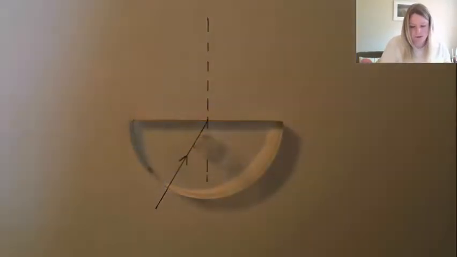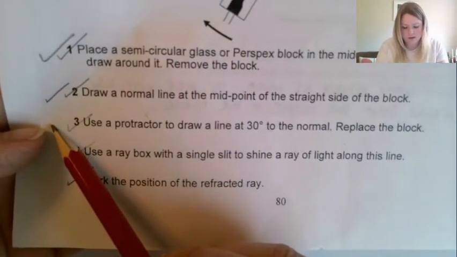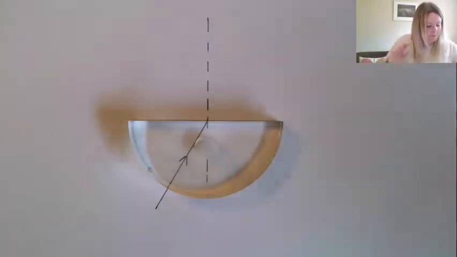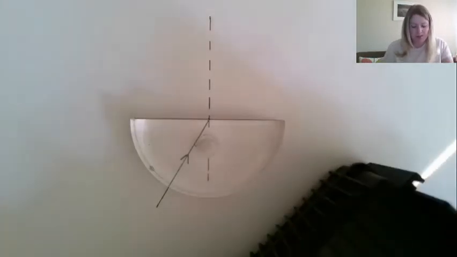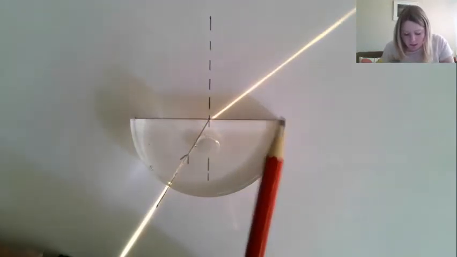Okay, now I'm going to have to be super careful not to nudge that. So that is that done. Use a ray box with a single slit to shine a ray of light along this line. Right, so I've turned all the lights off, I've closed the curtains, but it's the middle of the day, so I haven't actually been able to get it very dark in here, but we'll still be able to see. It is obviously just a wee bit easier in the proper dark.